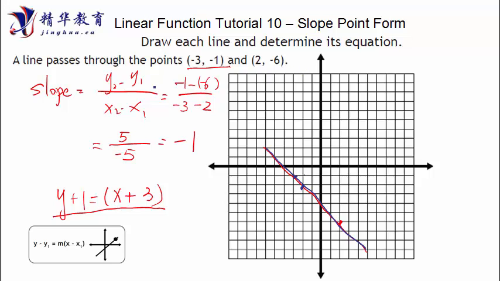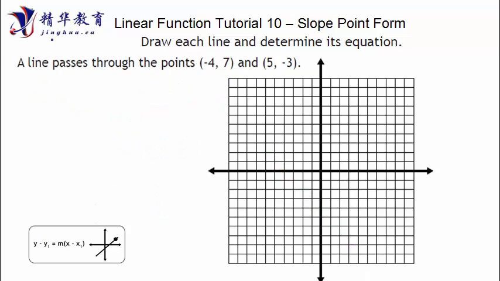The other one is using one point and slope. Both give you the same answers. All right, good. Let's see next. Here we go. We got another one: (-4, 7) and (5, -3).